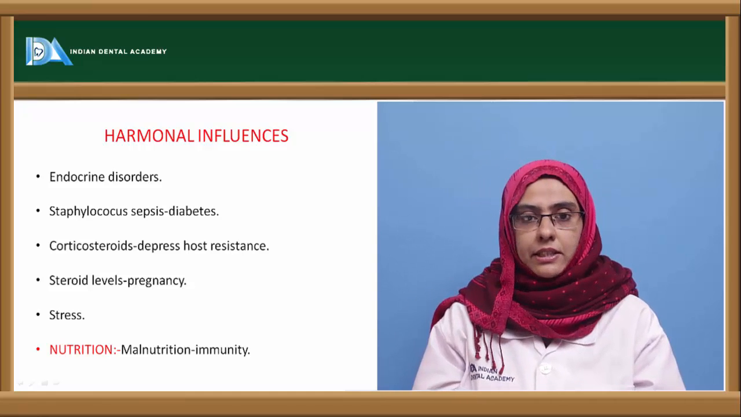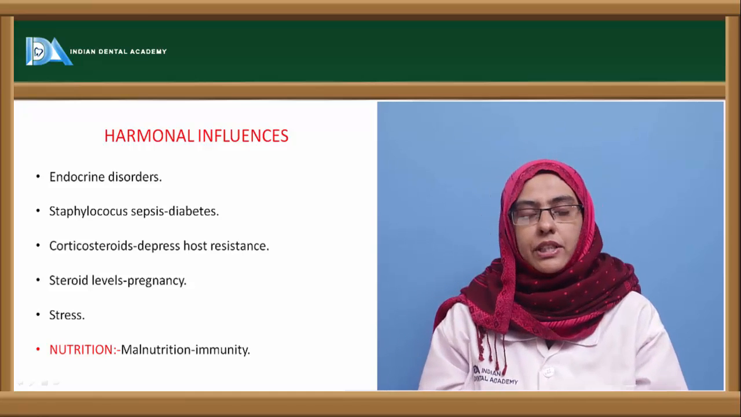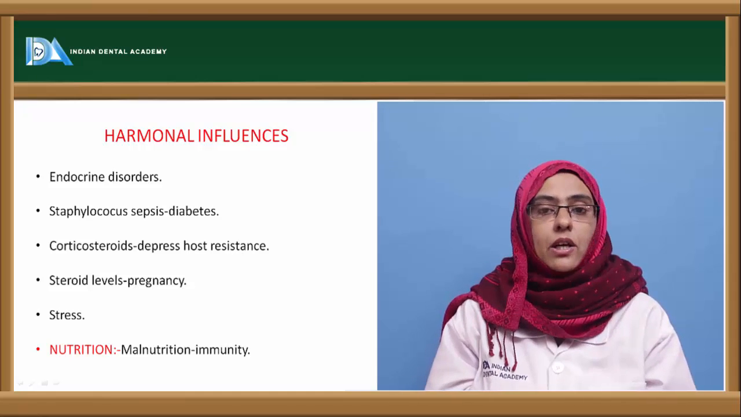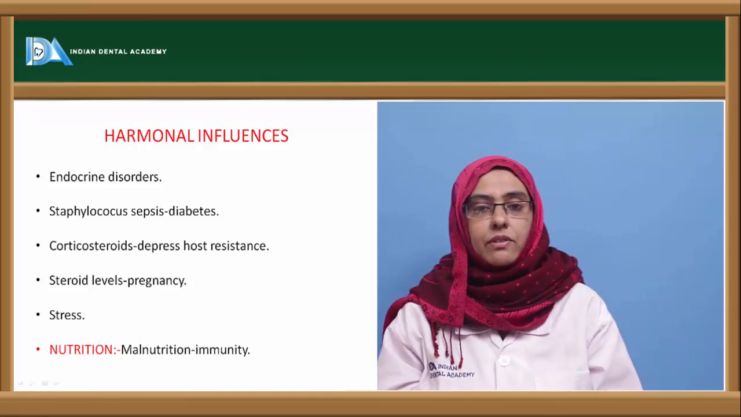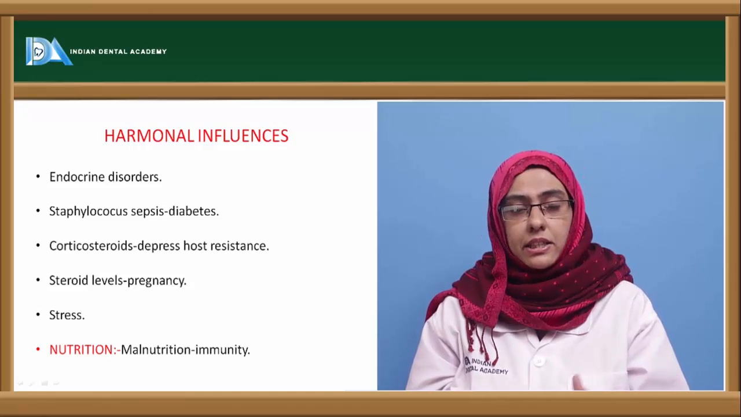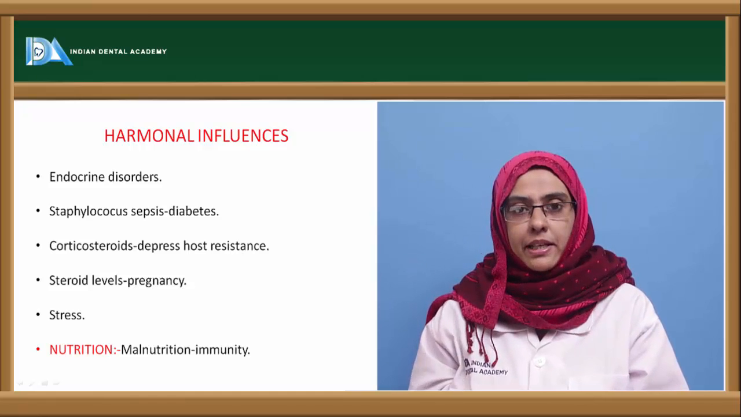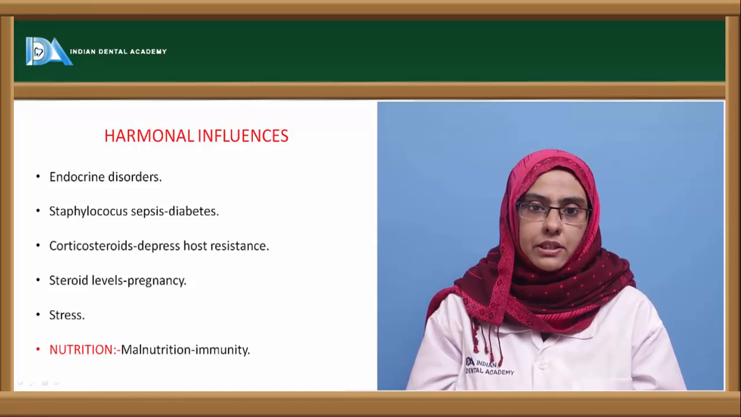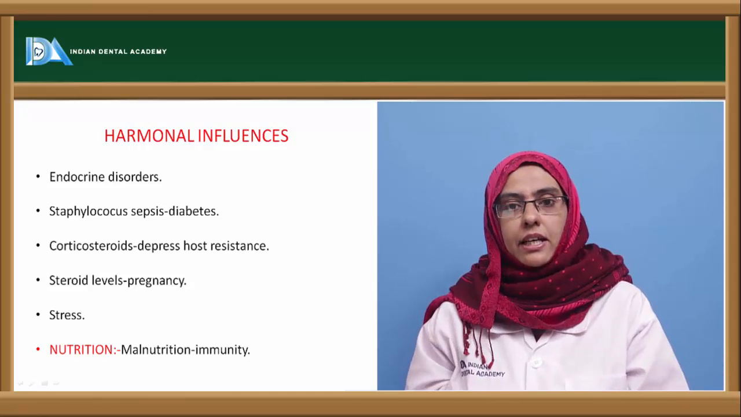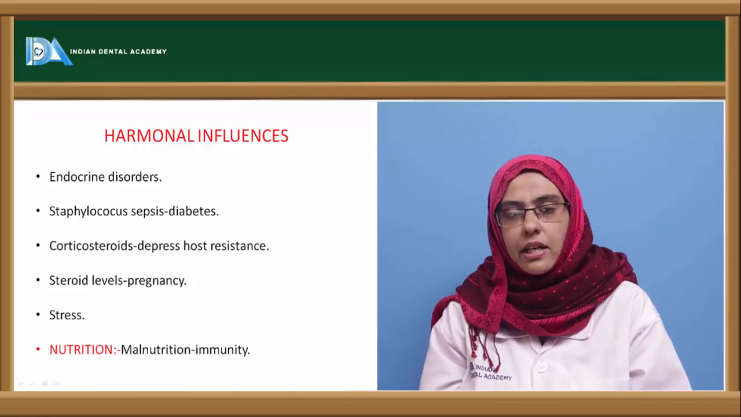Next factor is nutrition. There is a complex relationship between malnutrition and immunity. It is well said that a person on a well-balanced diet is more resistant towards different types of infection, whereas a malnourished person can be affected by different diseases. But there are certain diseases which can be expressed only in a healthy individual. For example, malarial fever cannot be expressed in malnourished people, whereas if the person is on a good diet, then the fever can be expressed in the malarial patient. So there is a complex relationship between nutrition and immunity.